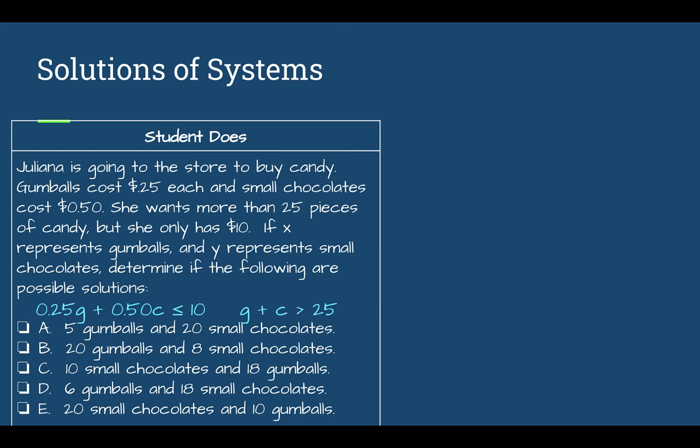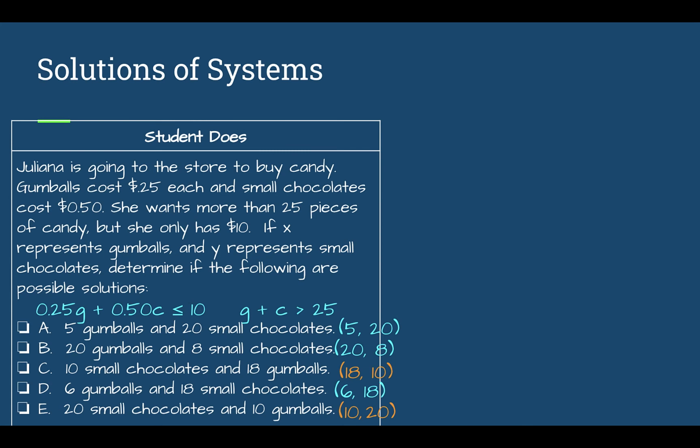Let's check. Your 2 inequalities should have been 0.25g plus 0.50c is less than or equal to 10, and g plus c is greater than or equal to 25. Here, g is gumballs, and when we're writing our coordinate, we'll write it as x. C is chocolate, or you could have put S for small, or Y, because that's what it tells you. If you write out each coordinate, 5 gumballs, 20 chocolates would be 5, 20. The order should be going gumballs, then chocolates.